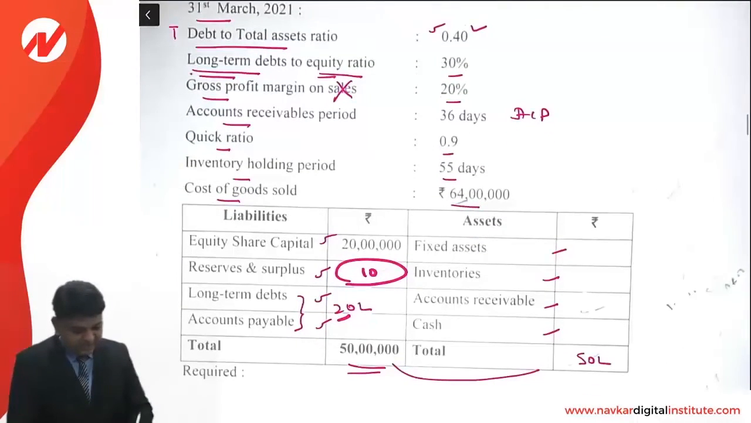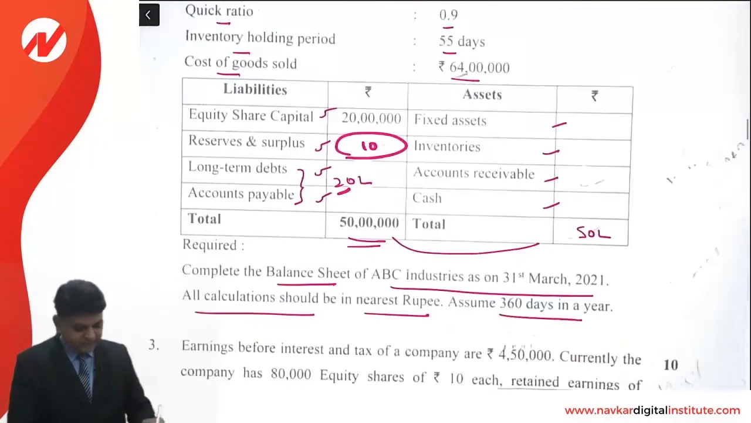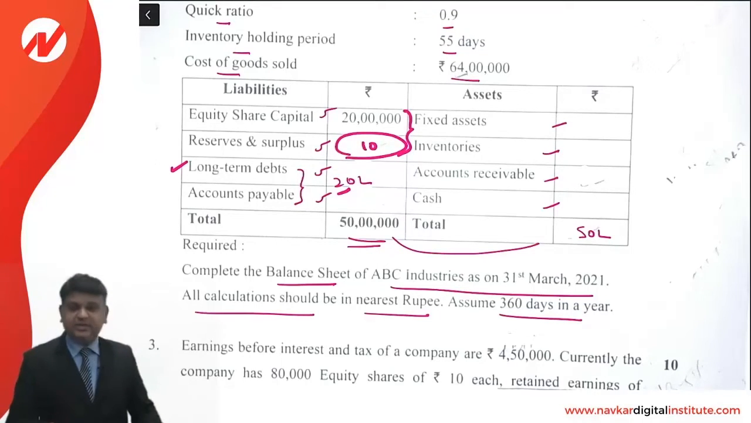The question is providing long-term debt to equity ratio is 30%. As far as the equity is concerned, friends, equity share capital plus reserves and surplus is the total equity. So we understand it is 20 lakhs plus 10 lakhs, that comes to 30 lakhs into 0.3, that comes to 9 lakhs. So this will be 9 lakhs and this will be the balancing figure, that is an amount of 11 lakhs.